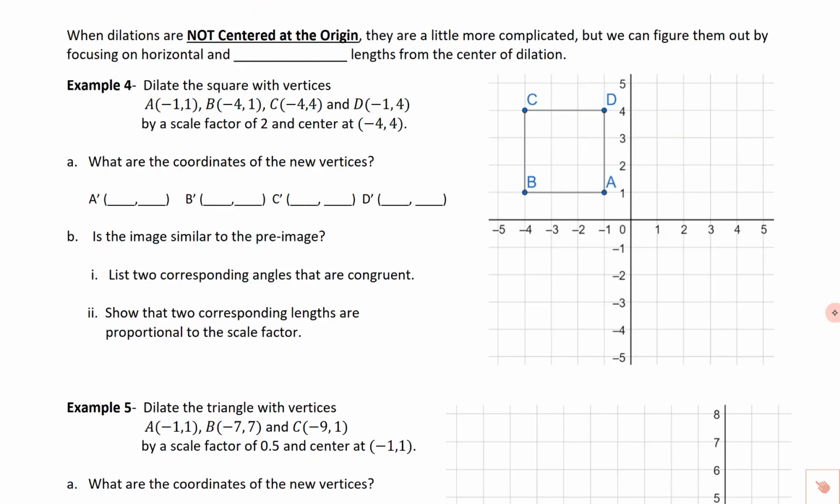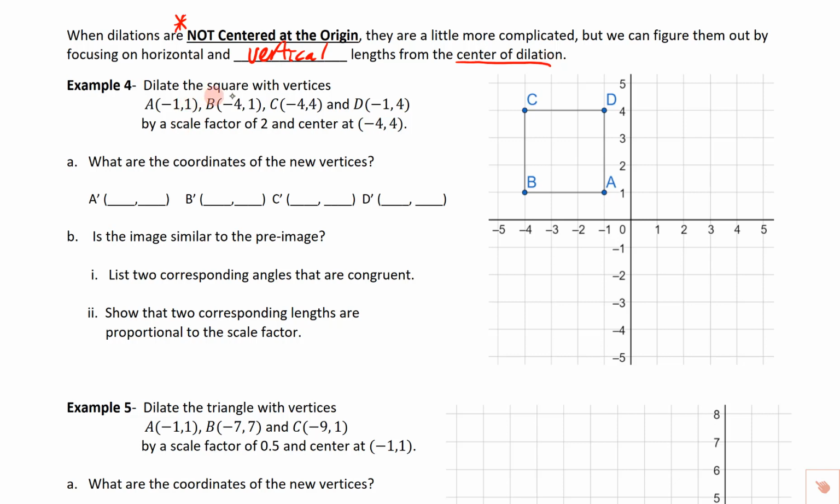Now, it can get a little bit more difficult when dilations are not centered at the origin. And we've really got to pay attention to this because it is a bit more complicated. But the key again is focusing on horizontal and vertical lengths in order to figure this out. But we do have to make sure that we're using the center of the dilation because it's no longer at the origin, so we've got to be a little bit careful about this.